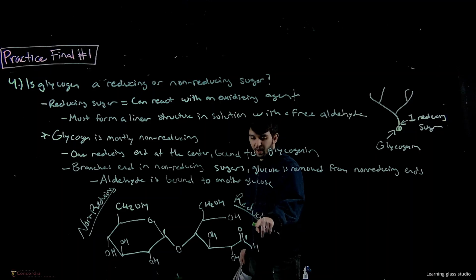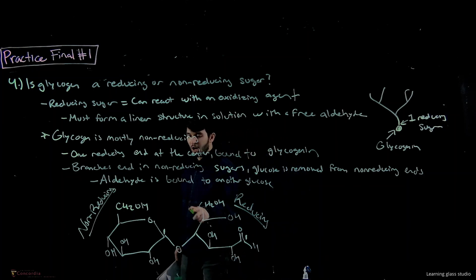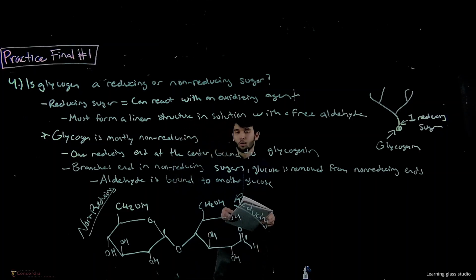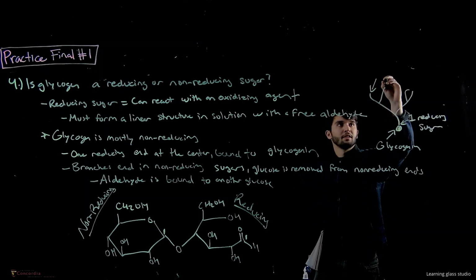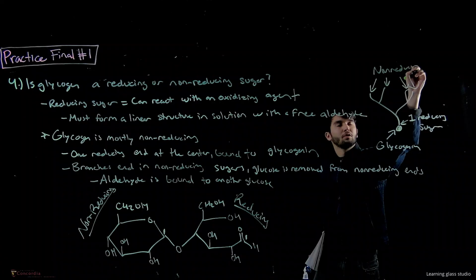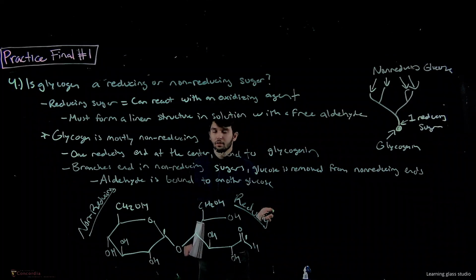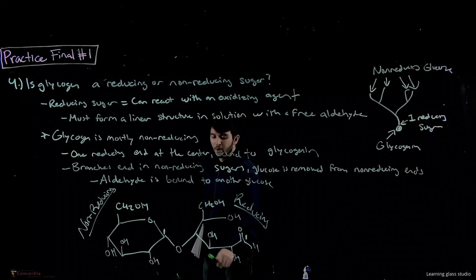So the reducing end can sort of break apart, turn linear, and have carbon 1 turn into an aldehyde, while the non-reducing end cannot do that because carbon 1 is bound to another glucose. So all of the branches here end in non-reducing. And then essentially, remember, glycogen phosphorylase can then come in, break this bond, and add on a phosphate group, okay?